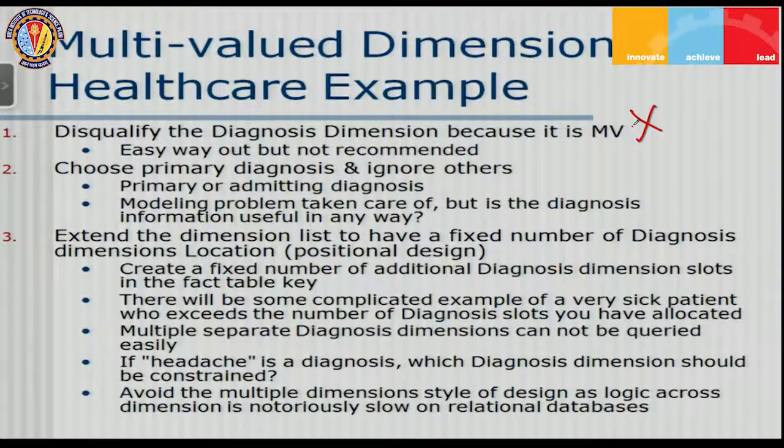So the third solution is to extend the dimension list to have a fixed number of diagnosis dimension locations. Now this is the same as the earlier situations that we have discussed. Suppose I fix that an account can have only 5 customers associated with it, and I record only the 5. This may or may not be true for all accounts, right? Some accounts may have 10 customers associated. So which 5 do I include, or record in my data warehouse? Those are problems that come in.